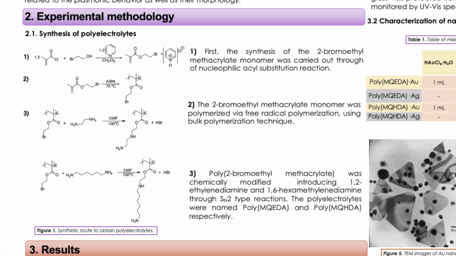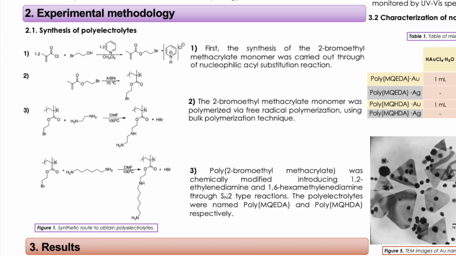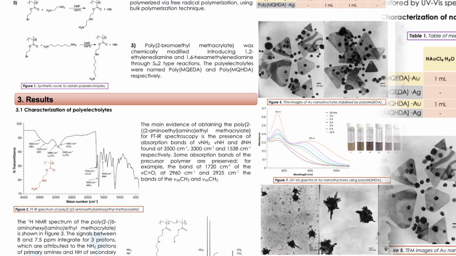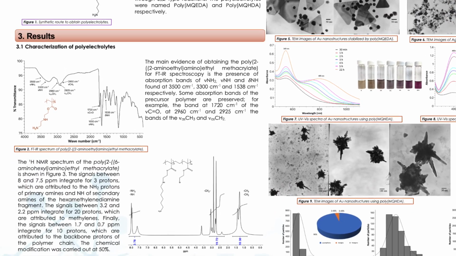The polyelectrolytes were named poly-MQEDA and poly-MQHDA, respectively. The polyelectrolytes were characterized by FTIR and proton NMR spectroscopies.